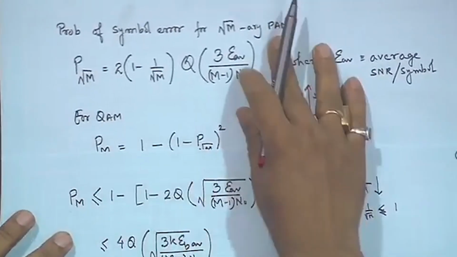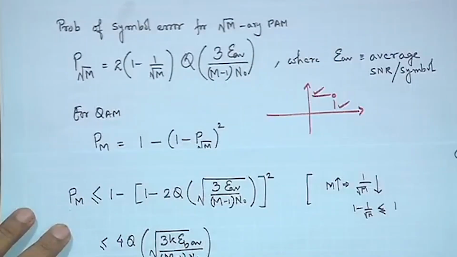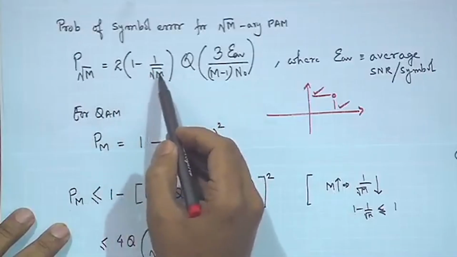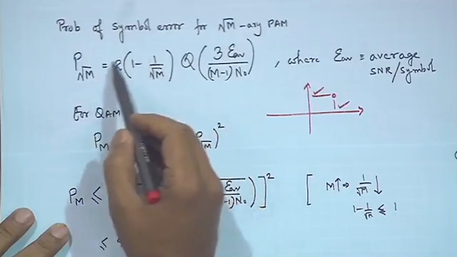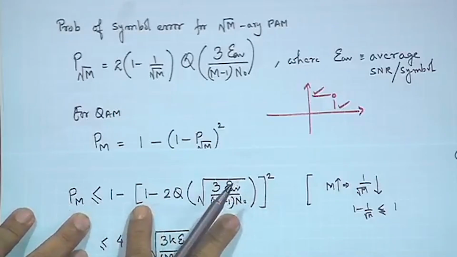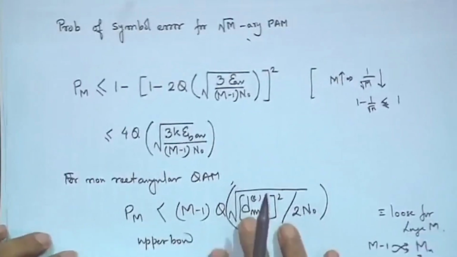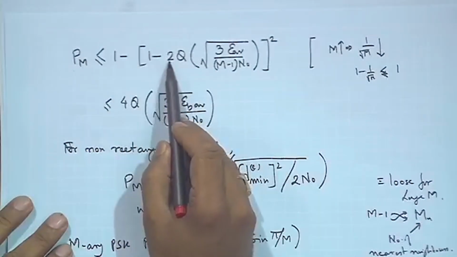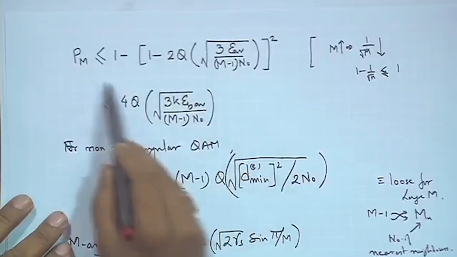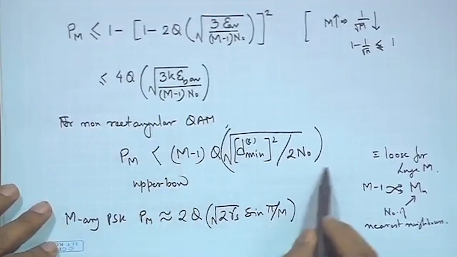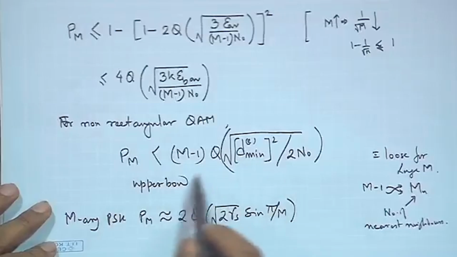Once you do that, you can fill in all these expressions over here, and then you can make the approximation that as M increases, since 1 over root M decreases, P M is less than or equal to this expression here, and it can further be stated that it is less than 4 Q. You have to square this, 1 cancels out, and you are going to have 4 Q squared and 4 Q. Q squared is much less, so you can make an approximation again, less than 4 Q, and for non-rectangular QAM you are going to get an expression which is represented over here.